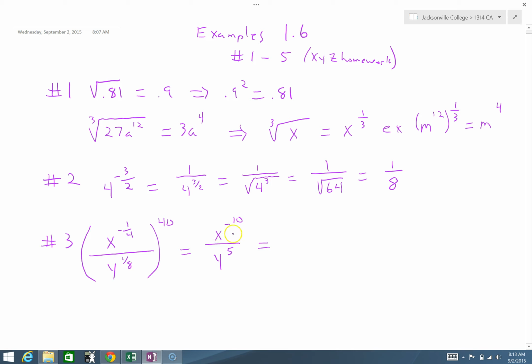Well, lastly, we have this negative power. We shall move that to the denominator. We have 1 over x to the positive 10, and the y to the 5th will remain where it is.